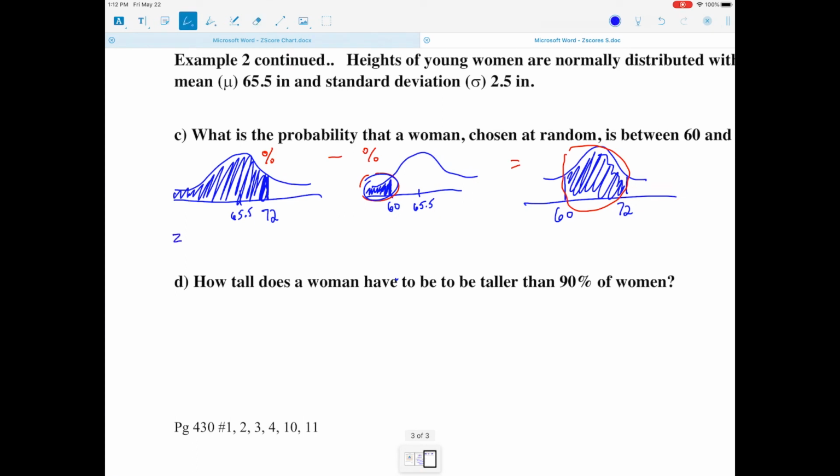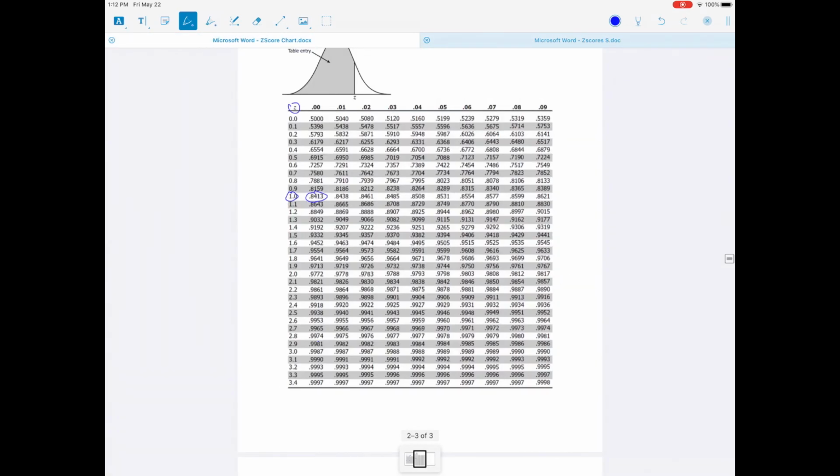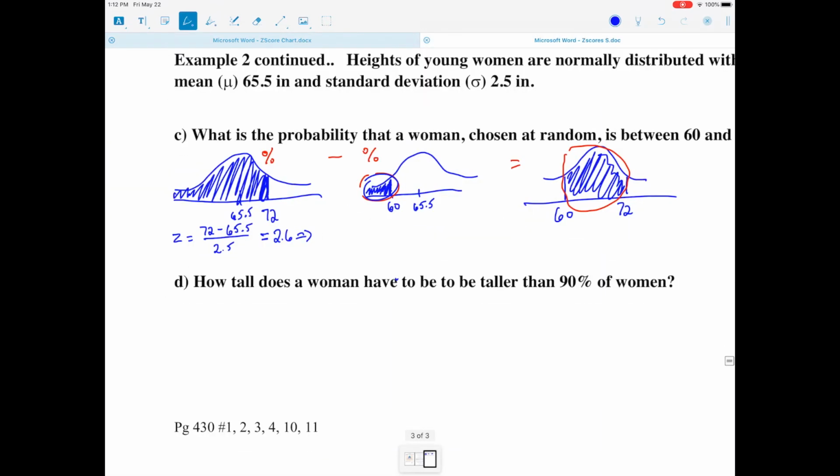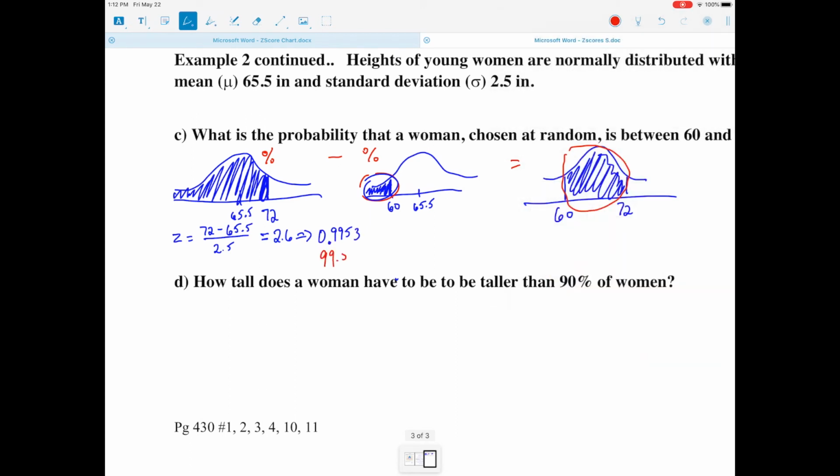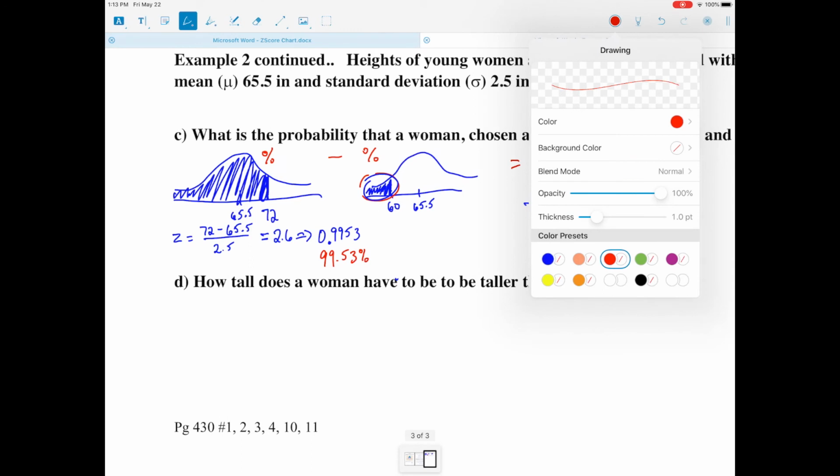So we take our z-score chart, z-score on this first one here. So we have z equals x, which is 72 minus the mean, 65.5, divided by the standard deviation. Punch that into our calculator, and we get 2.6. We go to our z-score chart now, and we figure out the percentage that is associated to that. So a positive 2.6 and 0 is 0.9953. Written as a percent, we have 99.53% of people are below 72 inches.